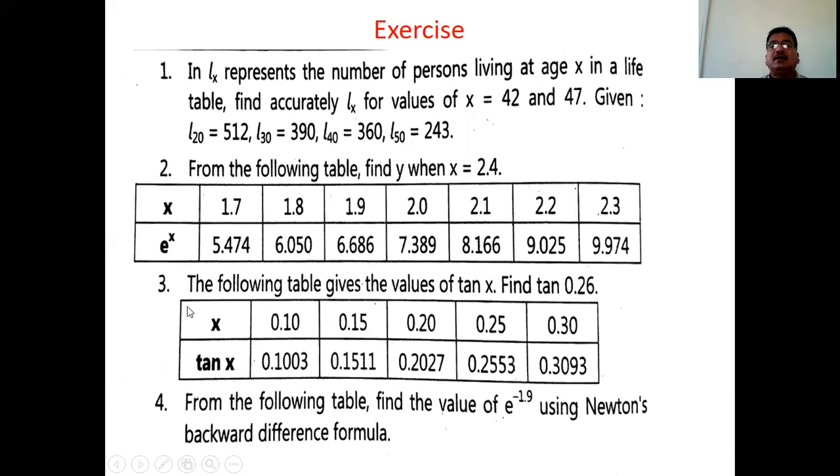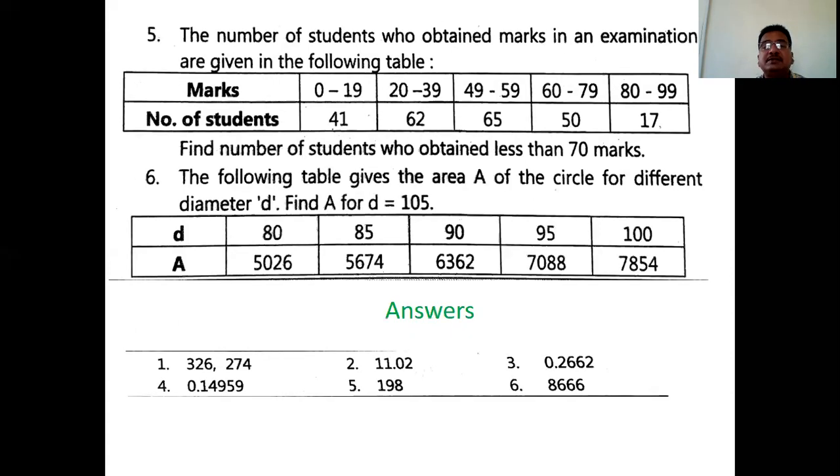So these are the exercises on Newton's backward interpolation formula. The same examples. So solve all these examples. The answers are given. So solve all the homework examples and communicate with me on WhatsApp or SY.